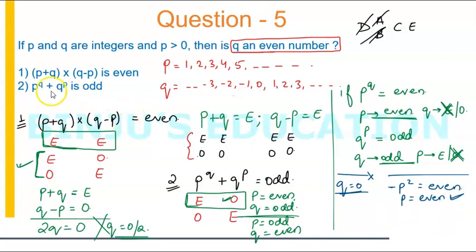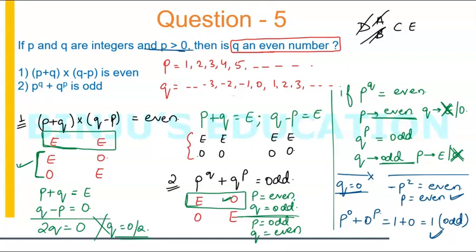And if I put Q equal to 0 in the second one, this will be an integer raised to the power 0 plus 0 raised to the power of a positive integer, because it's given that P is greater than 0. P raised to the power 0 is 1. 0 raised to the power P is 0. So this will again give you 1, which is effectively odd. This is the only case which is satisfying both the conditions.